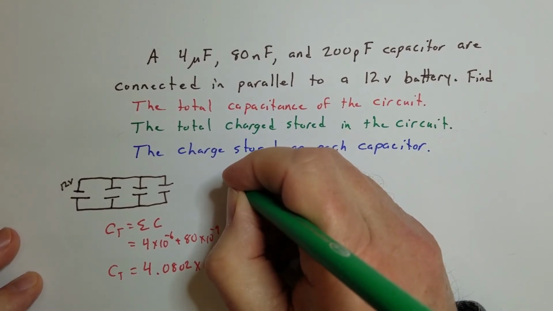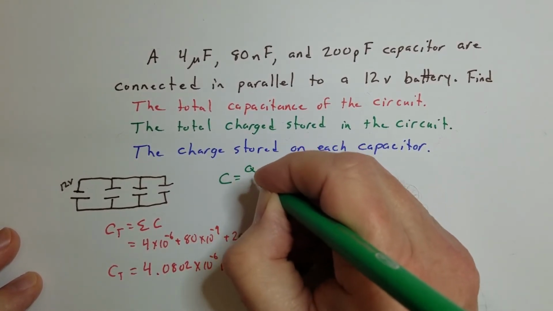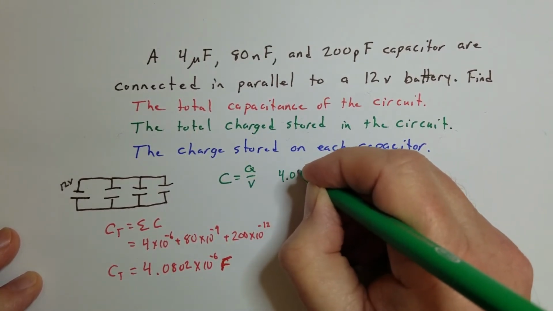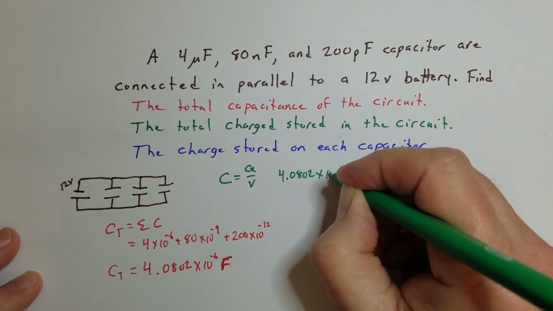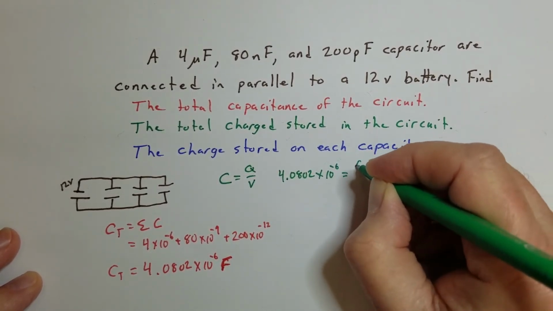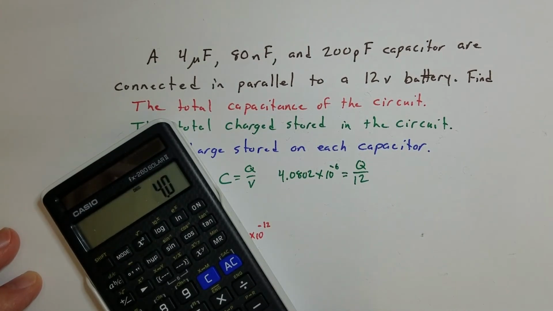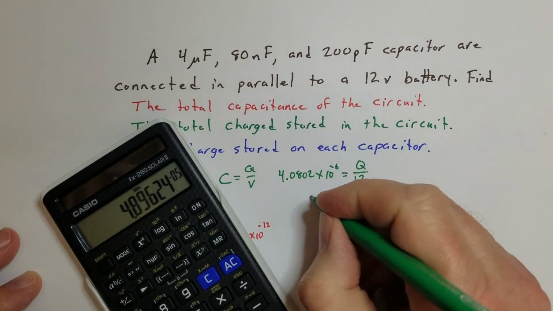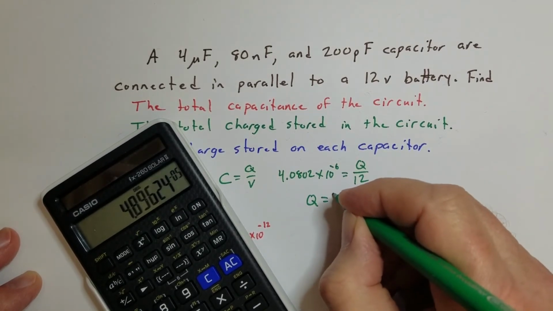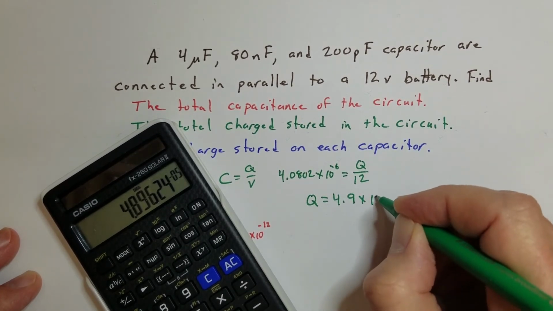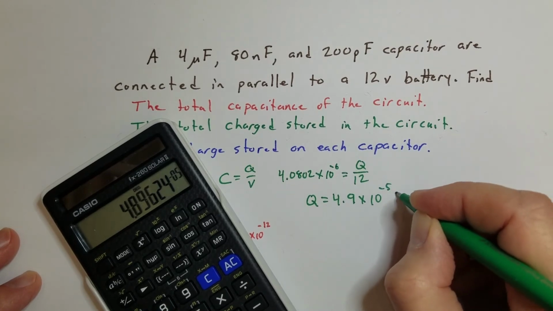So C equals Q over V. So in this case, we got 4.0802. I'll go ahead and keep that times 10 to the minus 6. The charge we don't know, but the voltage is going to be 12 volts. So 4.0802 times 10 to the negative 6 times 12 gives me a charge of 4.08, let's call it 9. Let's go ahead and round that off. Times 10 to the minus 5 coulombs.